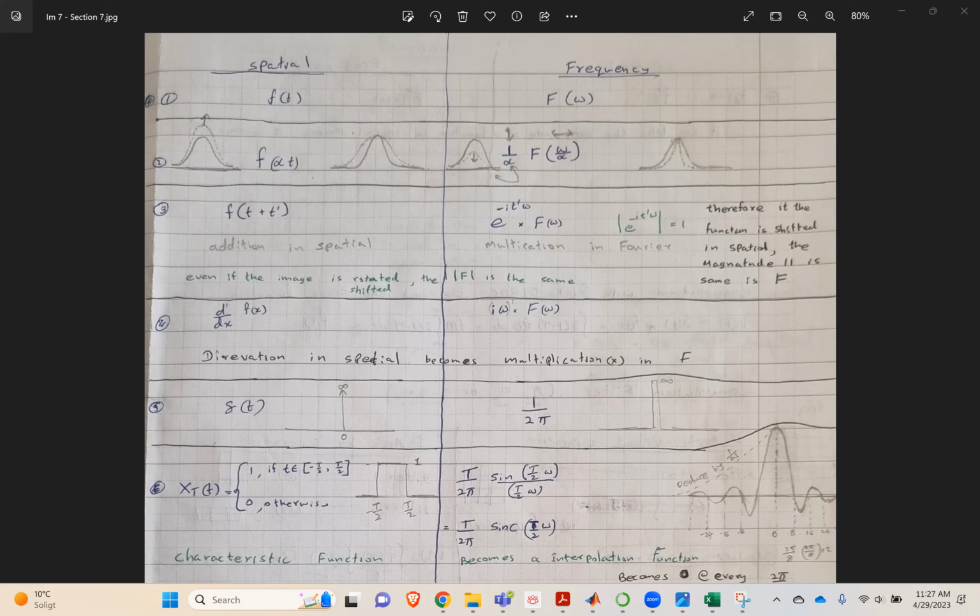Is it clear? Or should I explain more? No, that is okay, it's clear. Clear, right? Okay. And this one is, if you make some change in the Fourier domain, it doesn't matter in the other domain. There is no effect on that.